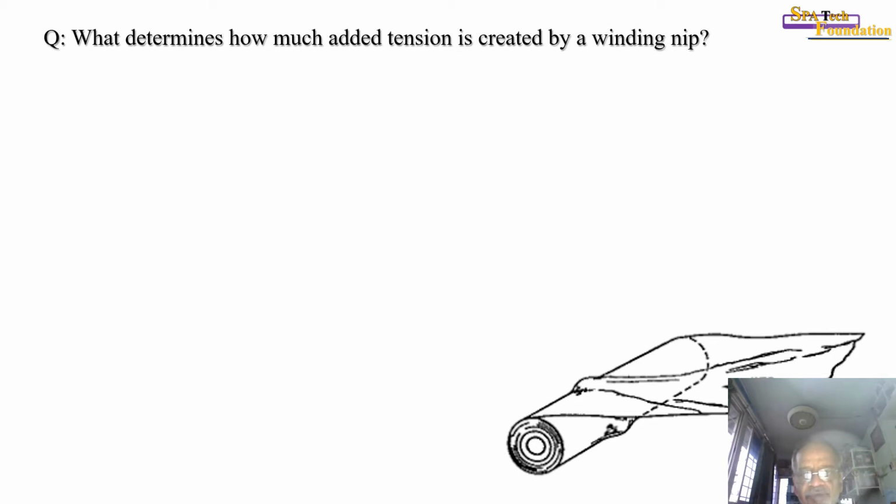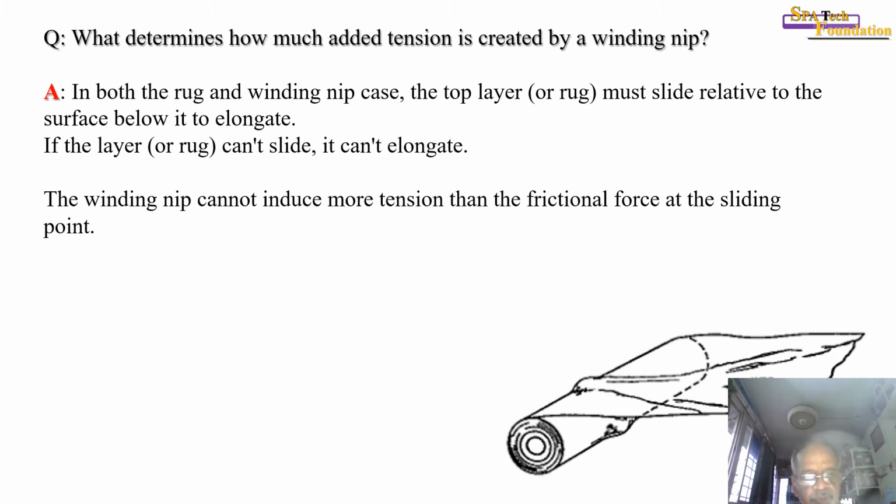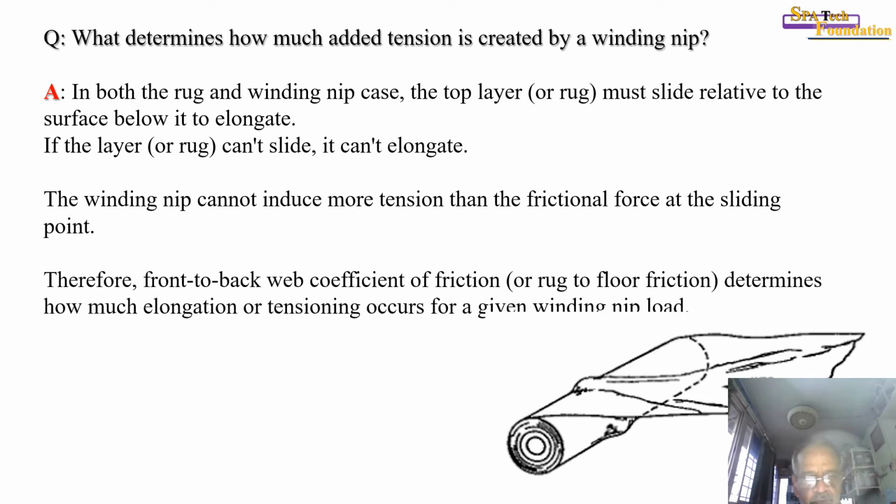What determines how much added tension is created by a winding nip? In both the rug and winding nip case, the top layer or rug must slide relative to the surface below it to elongate. If the layer or rug cannot slide, it cannot elongate. The winding nip cannot induce more tension than the frictional force at the sliding point. Therefore, front to back web coefficient of friction, or rug to floor friction, determines how much elongation or tensioning occurs for a given winding nip load.